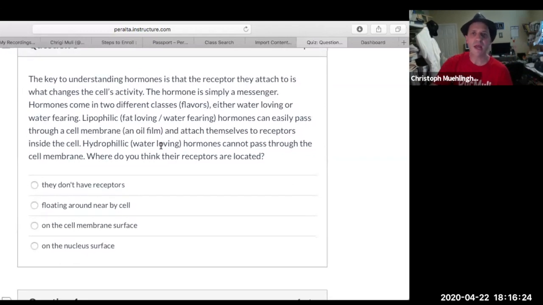The key to understanding hormones is that the receptor they attach to is what changes the cell's activity. The hormone is simply a messenger. Hormones come in two different classes, either water-loving or water-fearing. Lipophilic, which is fat-loving or water-fearing, hormones can easily pass through the cell membrane, which, remember, is an oil film. And then they attach themselves to the receptor on the inside of the cell. Hydrophilic or water-loving hormones cannot pass through the cell membrane. Where do you think their receptors are located?